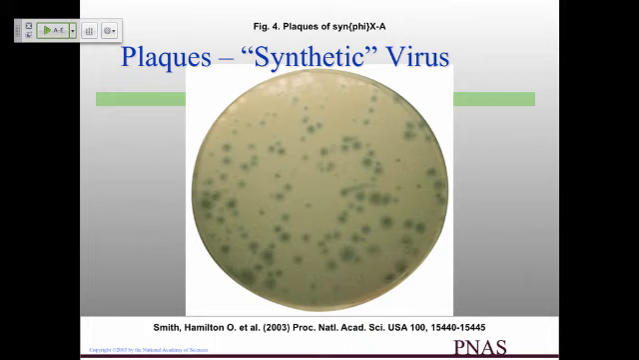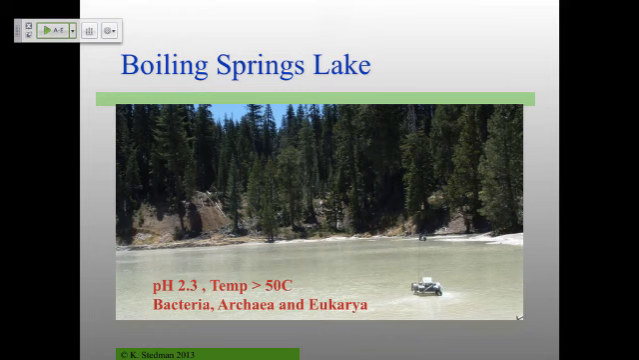So that's one aspect of these Phi-X-174s. The last thing I wanted to talk about gets back to what I talked about right at the beginning, which is the real diversity of these microvirus sequences. And that brings us to my favorite field site. It's a place called Boiling Springs Lake, Lassen Volcanic National Park. This lake is probably the biggest hot spring in the world that nobody's ever heard of. It's about 100 meters by 200 meters. The low temperature is 50 degrees Celsius. The pH is 2.3.